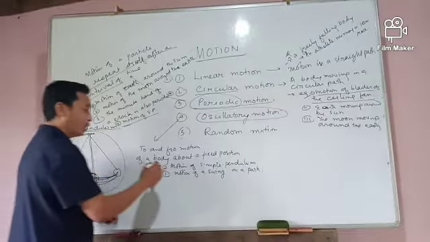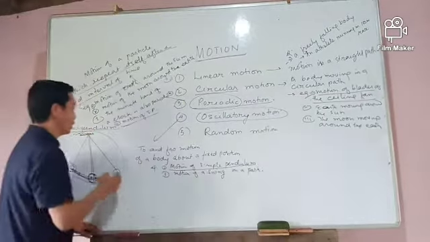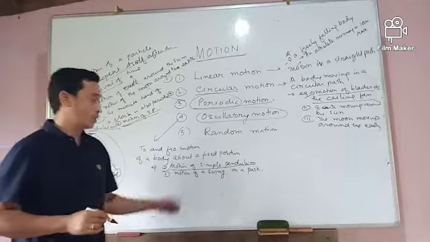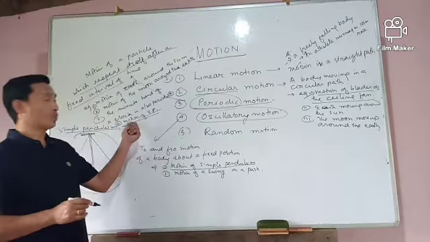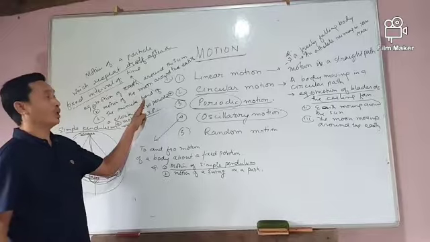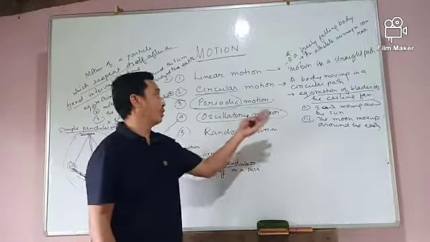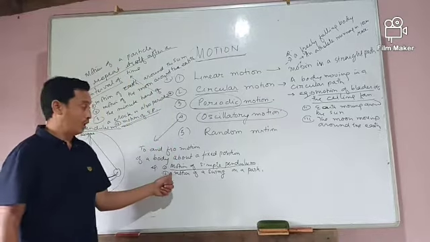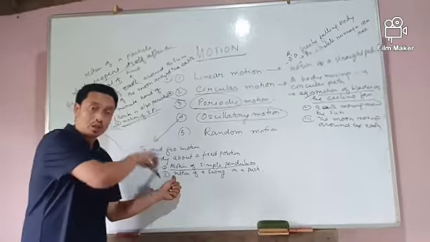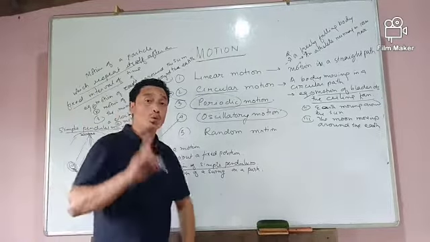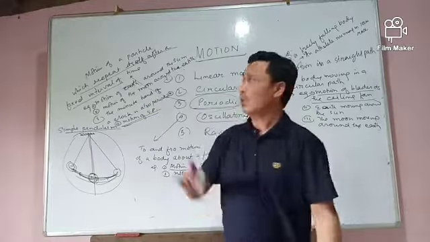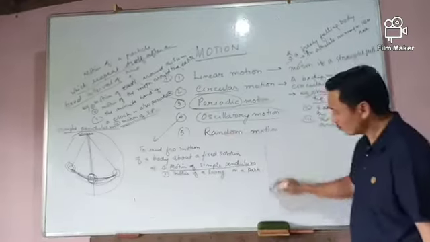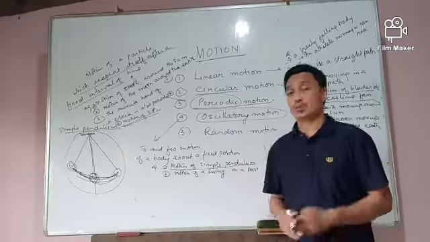But remember one thing: a simple pendulum is oscillatory as well as periodic in nature. The one which is oscillatory is always periodic, but the one which is periodic may not be oscillatory. For example, the motion of the earth around the sun is periodic but not oscillatory. Here the motion is periodic as well as oscillatory. All oscillatory motions are periodic, but all periodic motions are not oscillatory. So this is the fourth kind of motion, oscillatory motion.